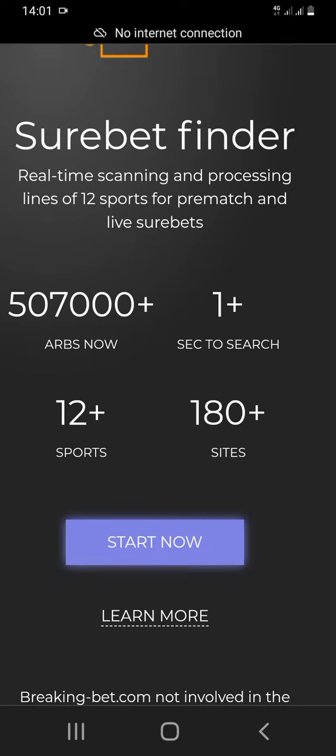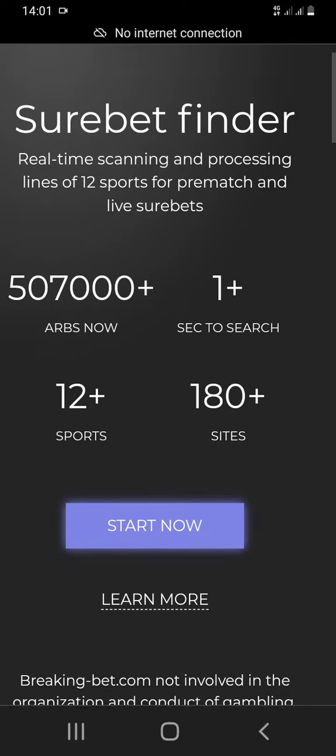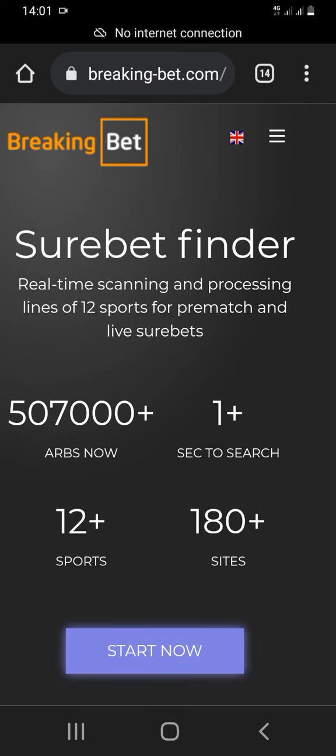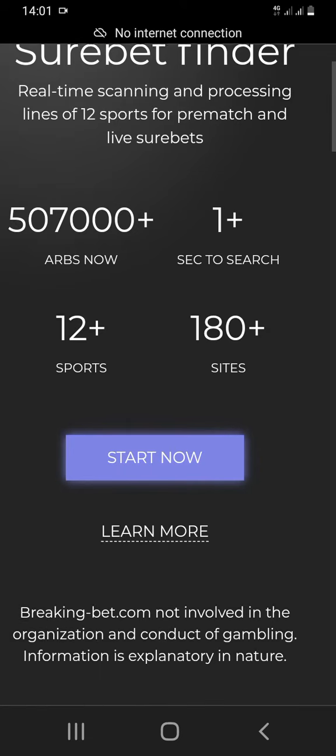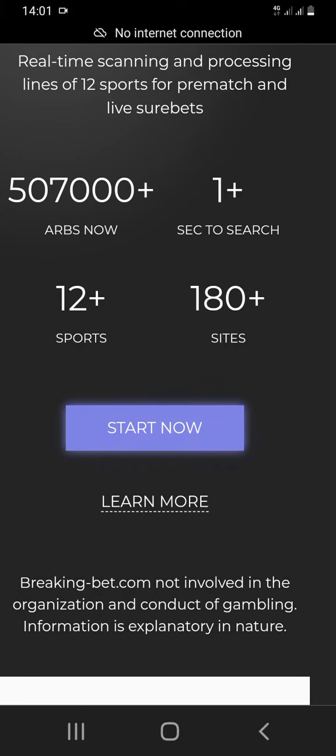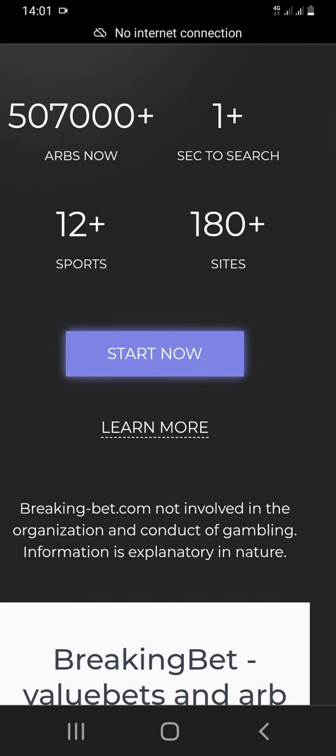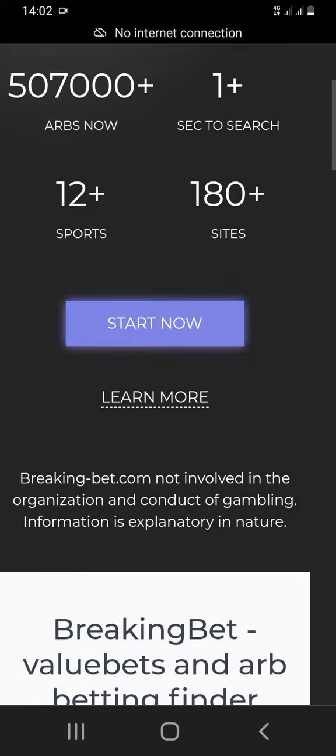This is actually one of the cheapest so far. It's one of the cheapest, and it is number one as far as I'm concerned, because it has one of the best services ever in arbitrage betting finding. So their subscription is $12.99 per month, and that's about that.